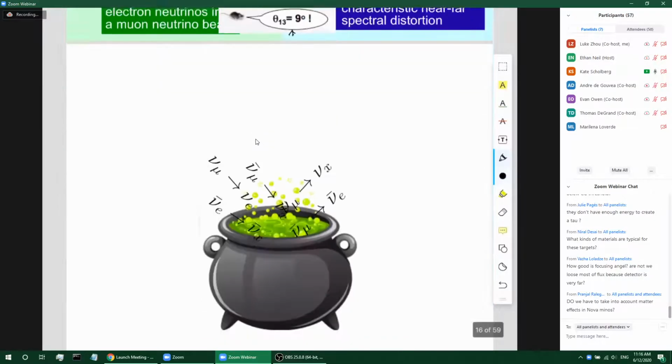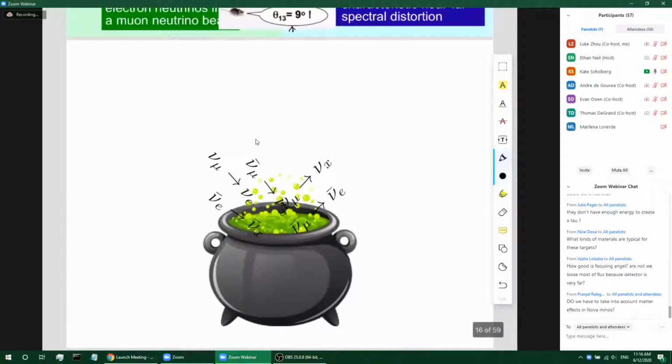Okay, and so now we're at a point where we have lots and lots of different experiments, lots of different oscillation channels. So 2-flavor is passé. That's a pretty good approximation. That was a good approximation for atmospheric neutrinos. It was a good approximation for the first beam experiments and first reactor experiments.